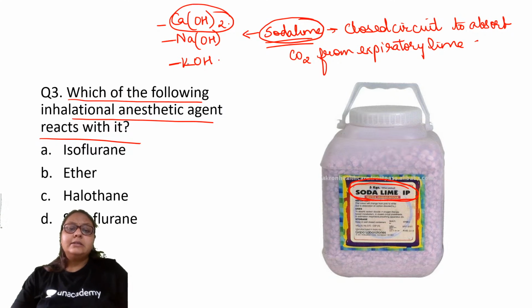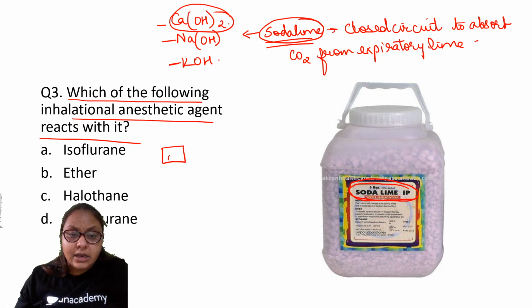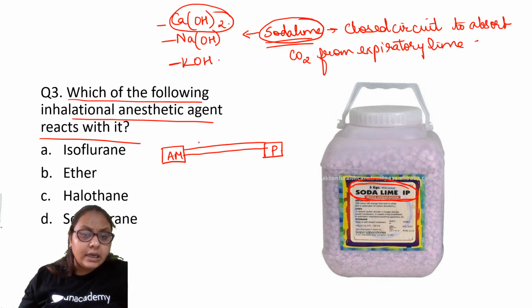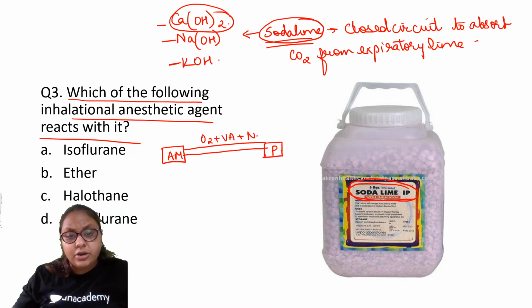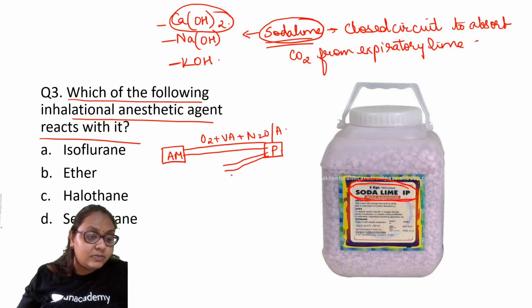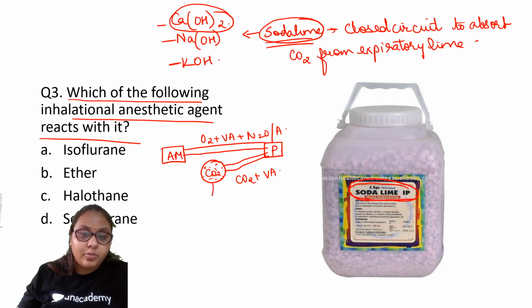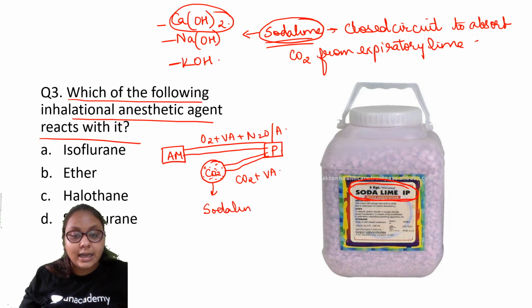Now what happens is, this is the anesthesia machine, and this is the patient end. What happens in the closed circuit? From the anesthesia machine, the inspiratory gases like oxygen, volatile anesthetic, plus nitrous oxide or air go towards the patient, and from the patient the expiratory gases come out, that is carbon dioxide plus residues of volatile anesthetic. Now these pass through the carbon dioxide absorber, most commonly soda lime.